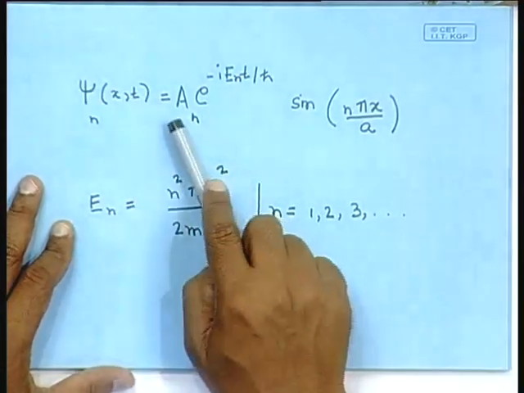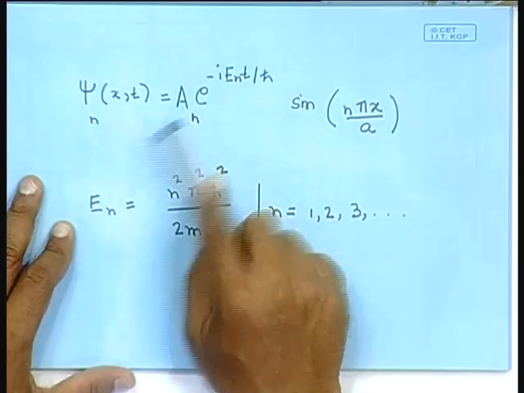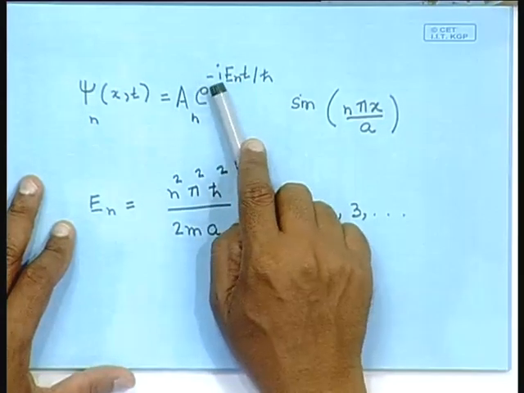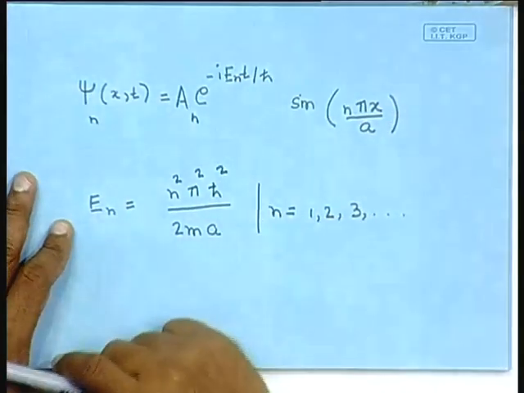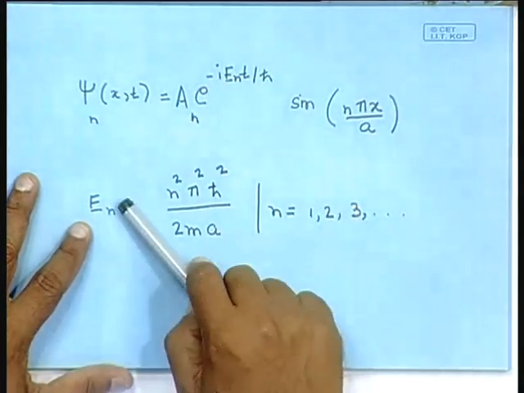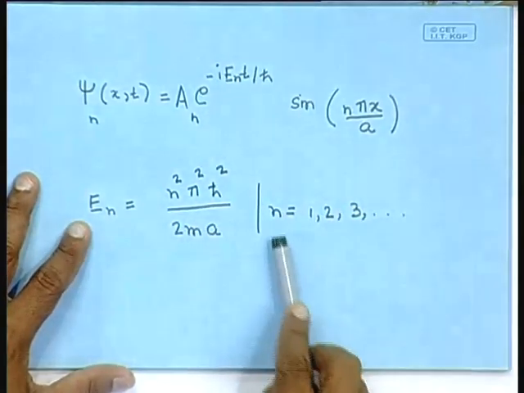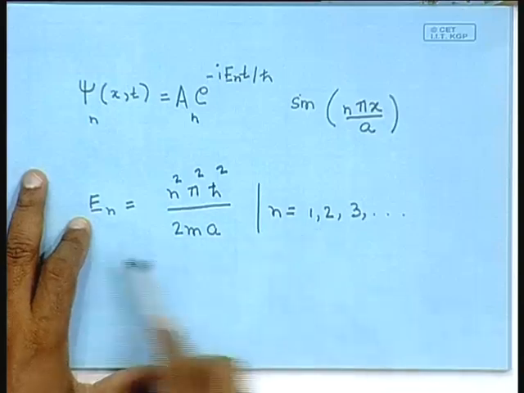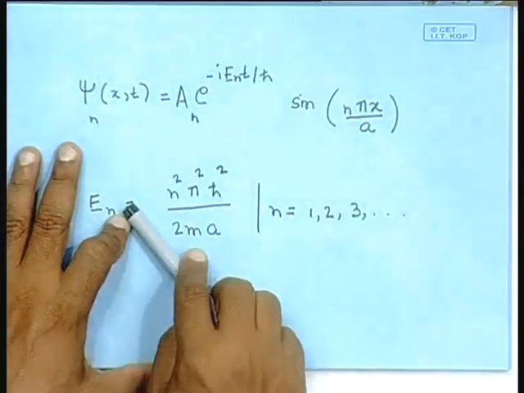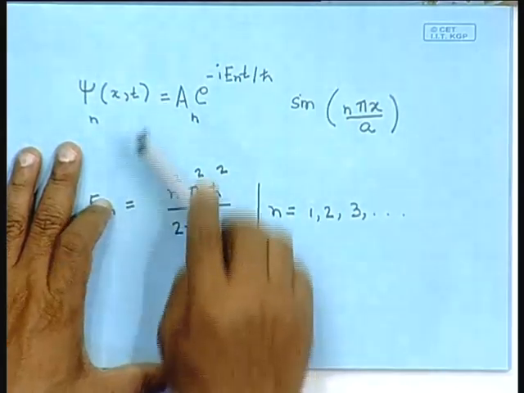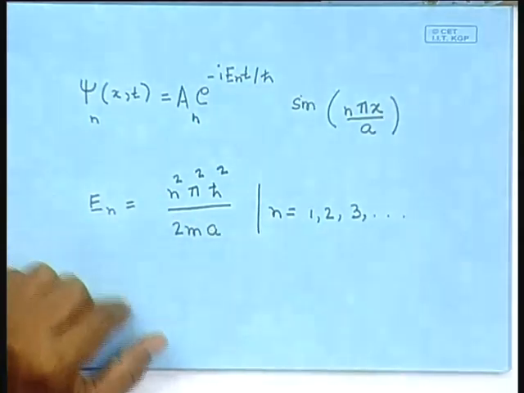And the solutions are of this type. They are some arbitrary amplitude whose value is to be determined, e to the power minus i En t by h cross into sine n pi x by a, where En is the energy of the state which corresponds to some value of the integer. So n equal to 1 will give you a different energy, n equal to 2 will give you a different energy. So each of these states, each of these wave functions, has a different energy, and this is the expression for the energy corresponding to any integer value of n.